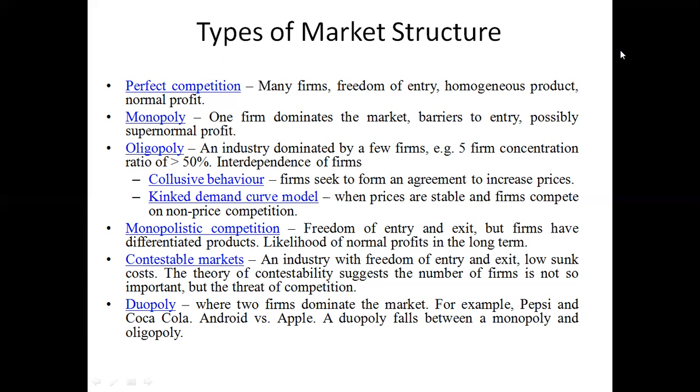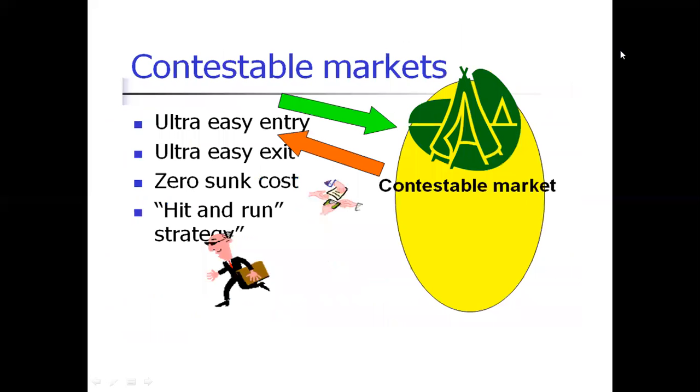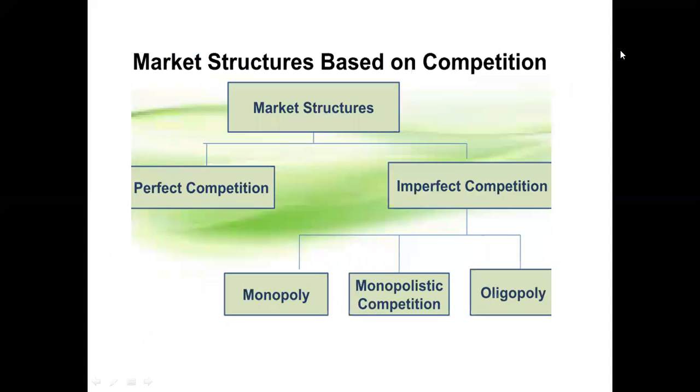Then we have duopoly, when 2 firms dominate the market. So like Pepsi and Coca-Cola, Android or Apple. So duopoly falls between a monopoly and an oligopoly. So contestable markets have ultra easy entry, ultra easy exit, zero sunk cost. So market structure based on competition, as I have told you earlier, we have perfect competition and imperfect competition, and in imperfect competition we have monopoly, monopolistic competition, and oligopoly competition.